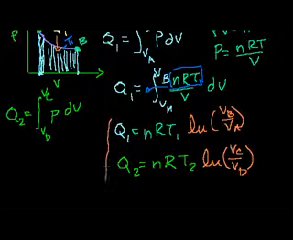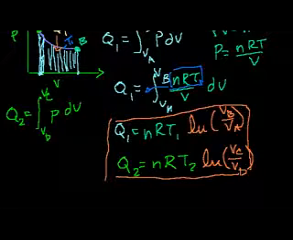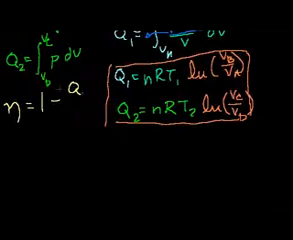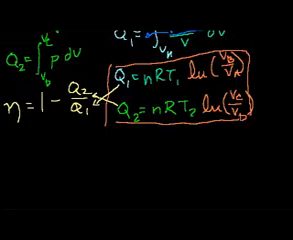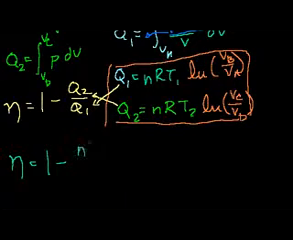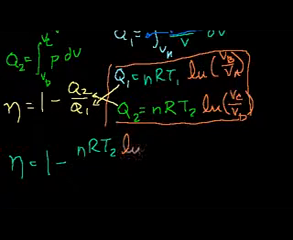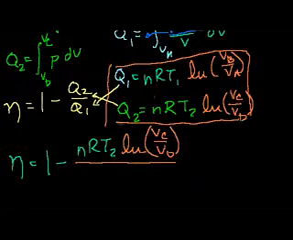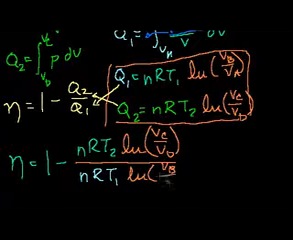Now let's use these two pieces of information and substitute them back into that result for efficiency we just got. We just learned that we could also write the efficiency of an engine to be equal to 1 minus Q2 over Q1. So let's substitute Q2 there and Q1 over here. And what do you get? You get the efficiency of your engine is equal to 1 minus Q2, which is this expression over here, nRT2 times the natural log of VC over VD, all of that divided by Q1, which is this one over here, nRT1 times the natural log of VB over VA.